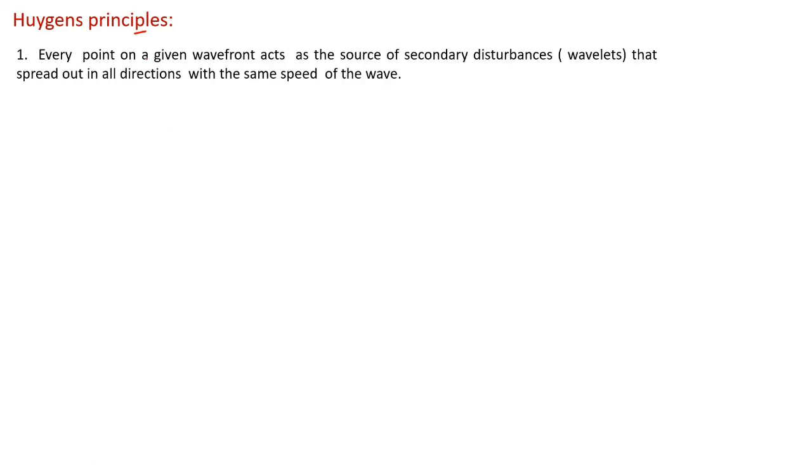The first principle says every point on a given wavefront acts as a source of secondary disturbances. These are also called wavelets. So secondary disturbances spread out in all directions with the same speed as the wave. So every point in a given wavefront acts as a source of secondary wavelets. These wavelets travel with the speed of the wave. This is the first principle.